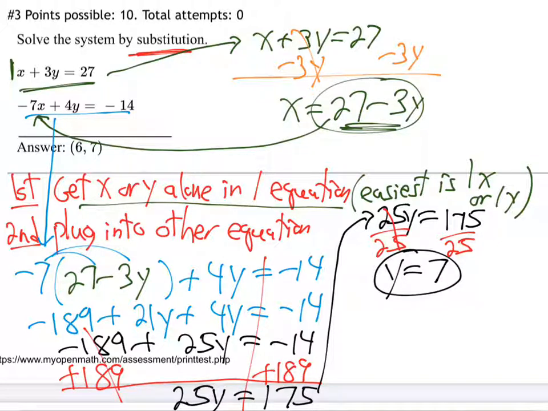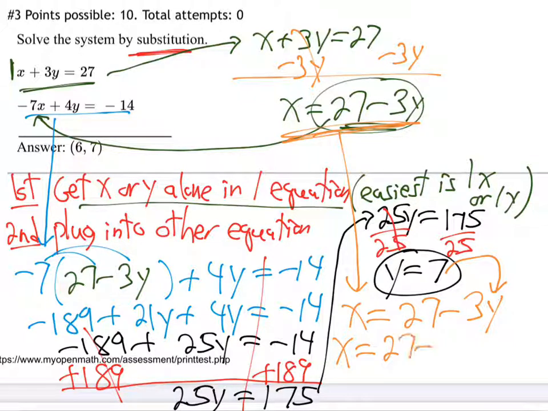Easiest place, what's it going to be? Right here, we're trying to find x now, right? Just go where x is already alone. It's going to be the easiest place. Plug in that y is 7 right there. 27 minus 3 times 7, 27 minus 21, 6.